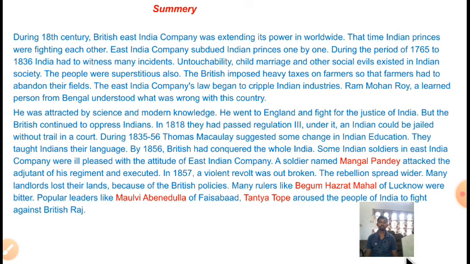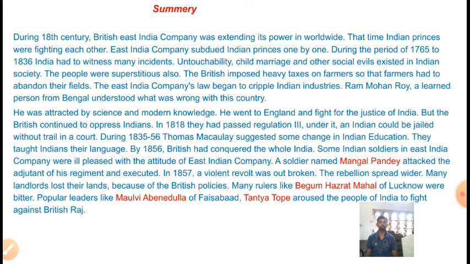During the 18th century, the British East India Company was extending its power worldwide. Not only in India, all over the world they were extending their power. They captured Africa, India, and most parts of Asia, Europe, Africa, even Australia. So not only India, they were capturing the whole world.